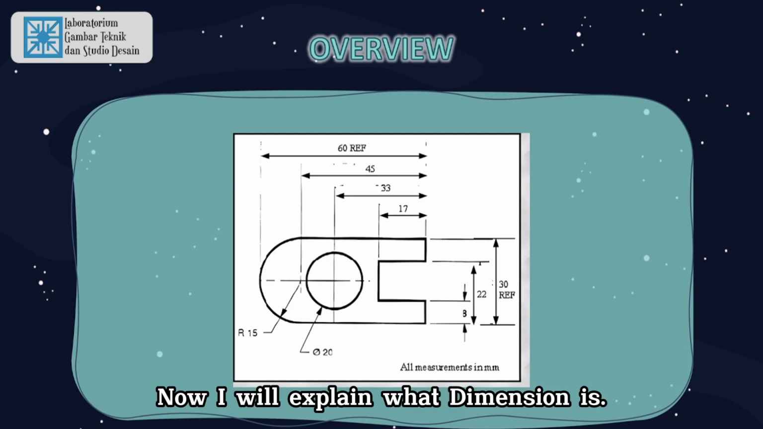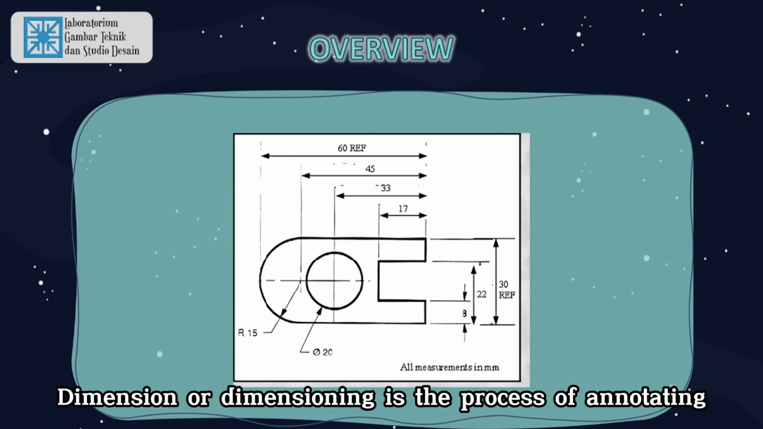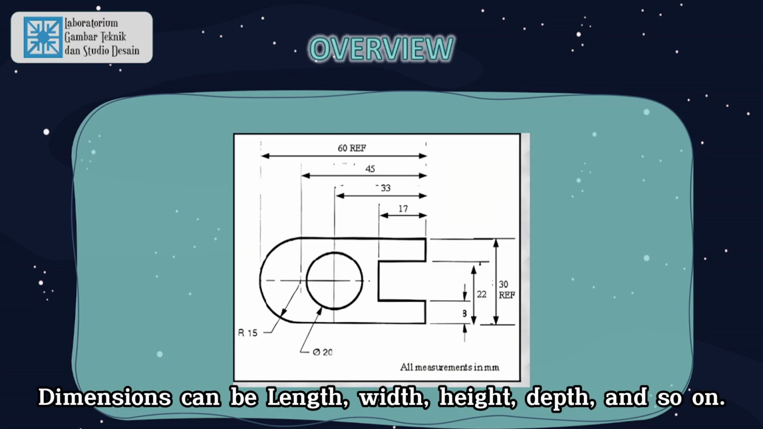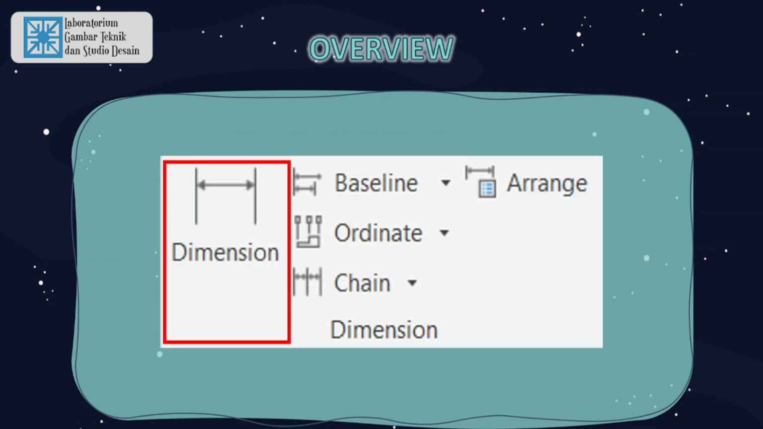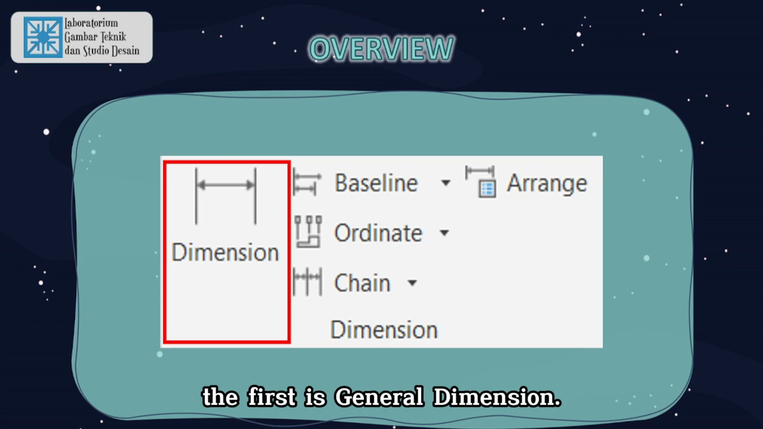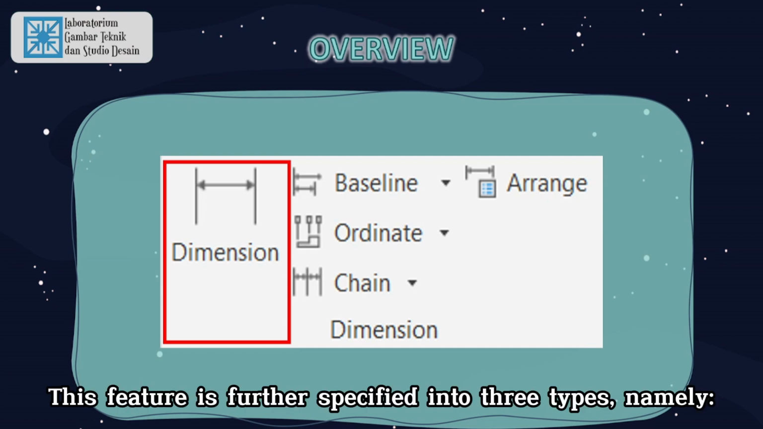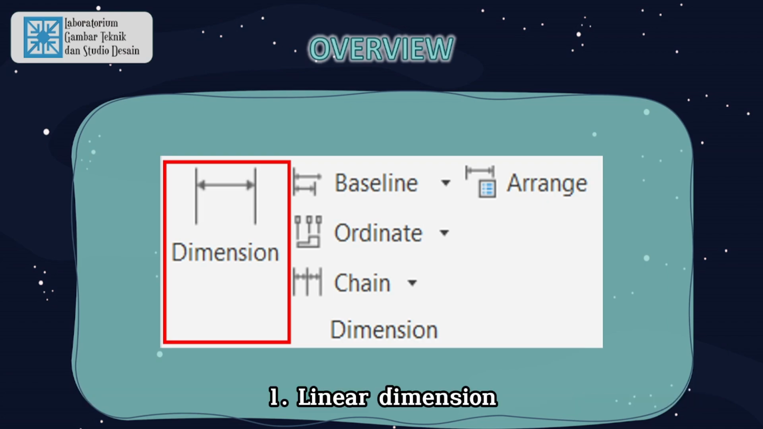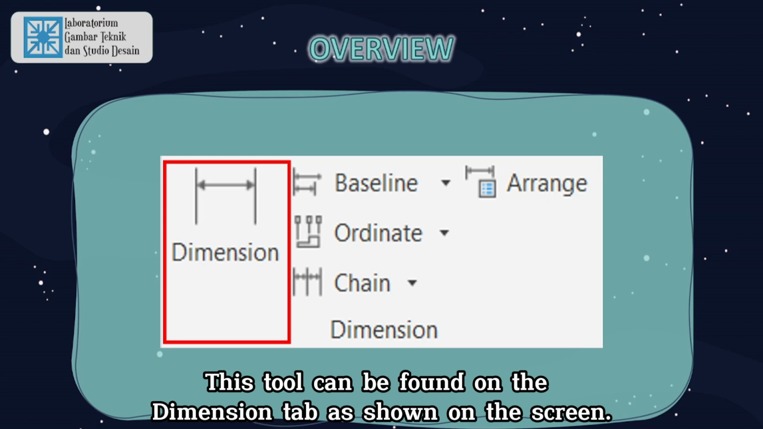Now, I will explain what dimension is. Dimension, or dimensioning, is the process of annotating the size of an image. Dimension can be length, width, height, depth, and so on. Today, we will learn 6 types of dimension. The first is general dimension. This feature is further specified into 3 types, namely 1. Linear dimension, 2. Radial dimension, 3. Angular dimension. This tool can be found on the dimension tab as shown on the screen.